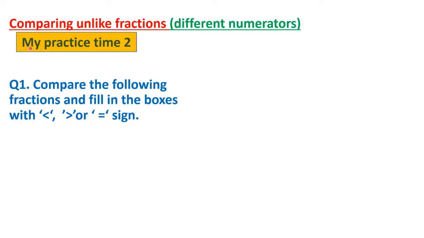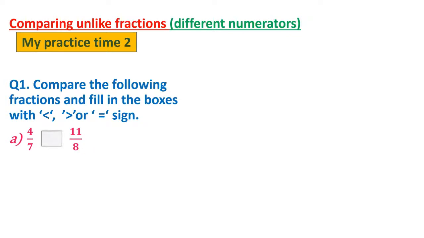Understand this from the question. My Practice Time 2, first one: compare the following fractions and fill in the boxes with the given signs. The first one we have is 4 by 7 and 11 by 8. You can see both the numerators and denominators are different.